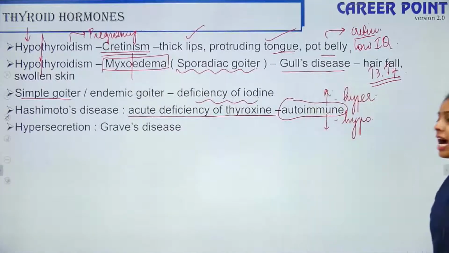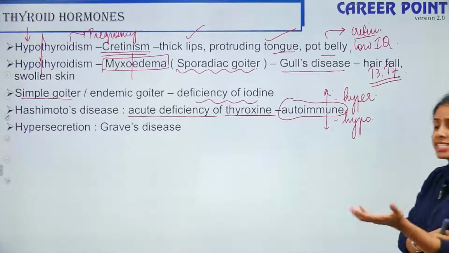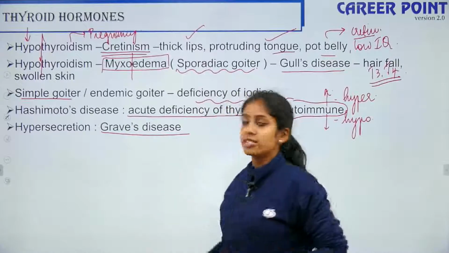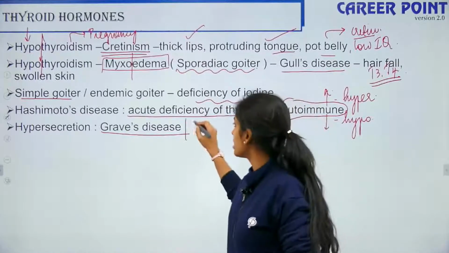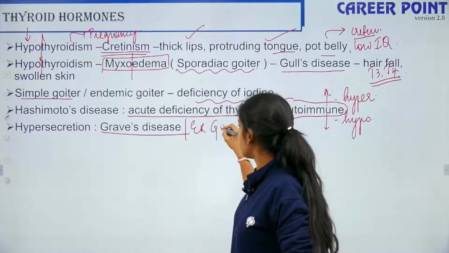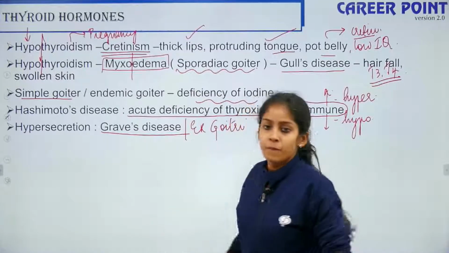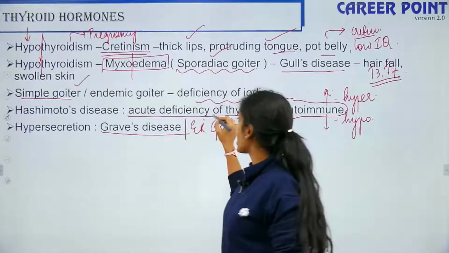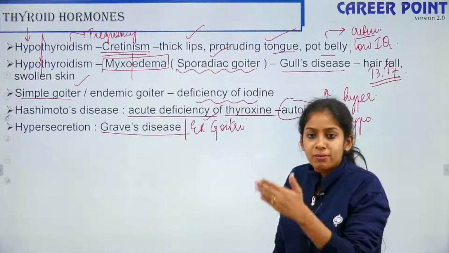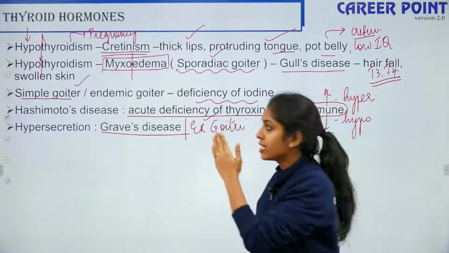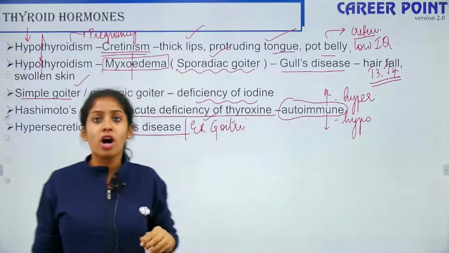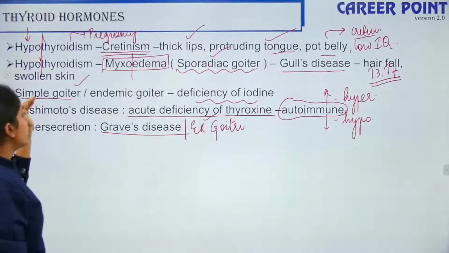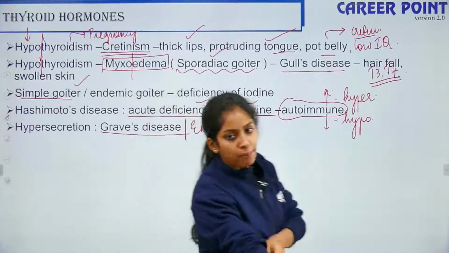Okay, so in hypersecretion, when you have an excess amount of thyroid hormone produced, that leads to Graves' disease. Graves' disease is also known as exophthalmic goiter. So you have three types: sporadic, simple, and exophthalmic goiter. Exophthalmic goiter is due to hypersecretion of your thyroid gland. Sporadic is due to hypothyroidism. Simple goiter is also due to hypothyroidism.